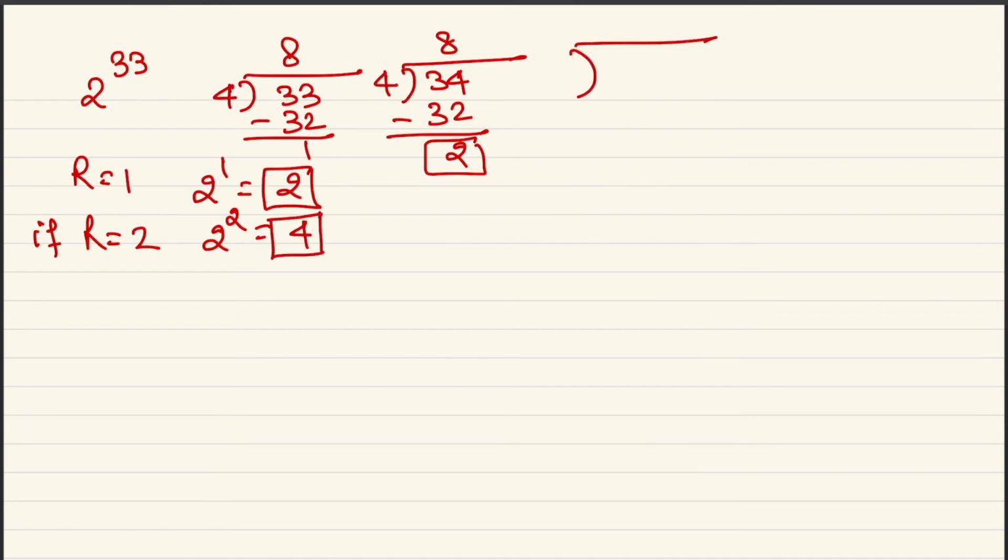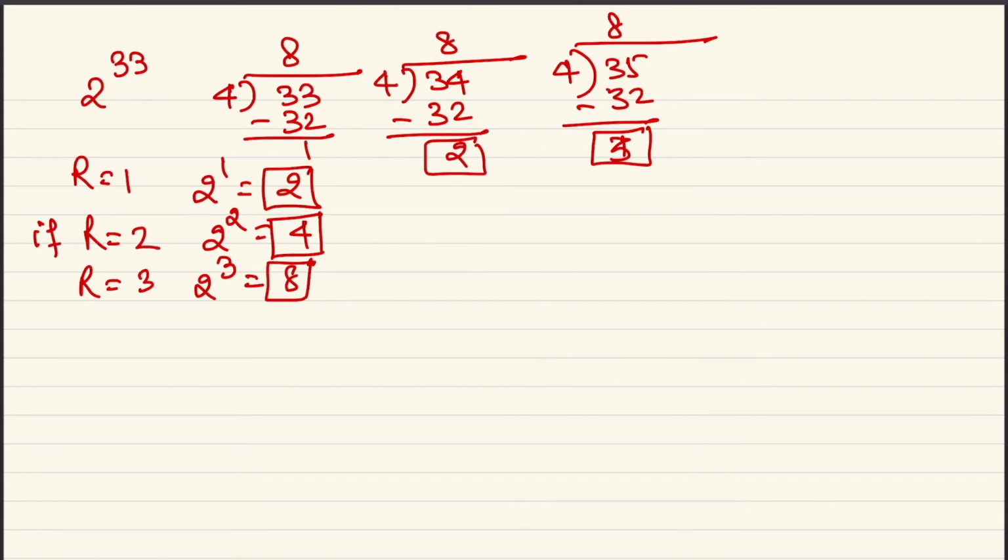If I take another example, 35: 4 8s are 32, remainder 3, so the unit digit will be 2 power 3, which is equal to 8. So the remainder will decide the power and you will get the unit digit. Right.